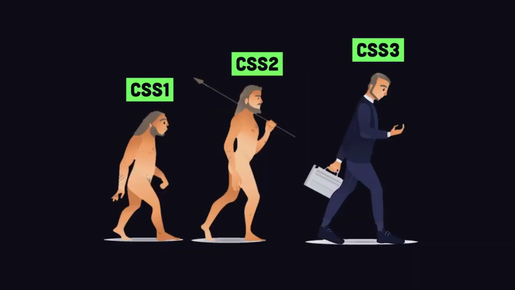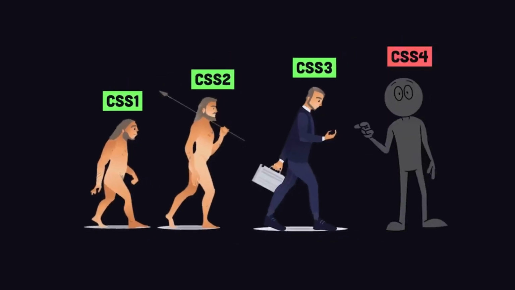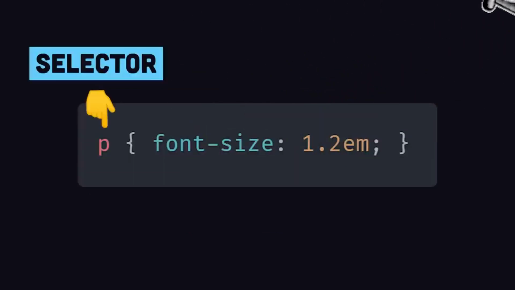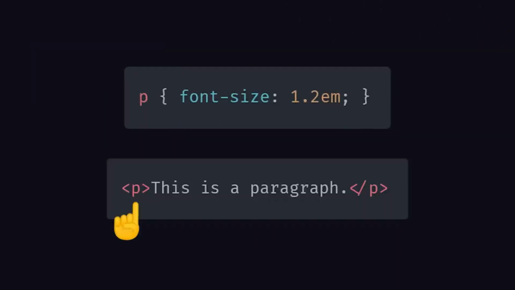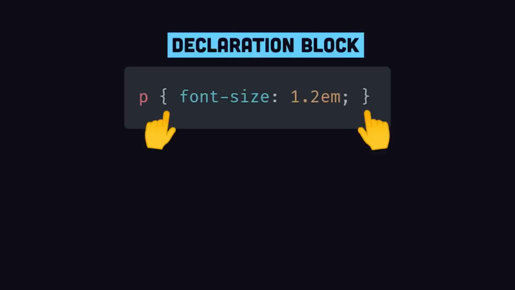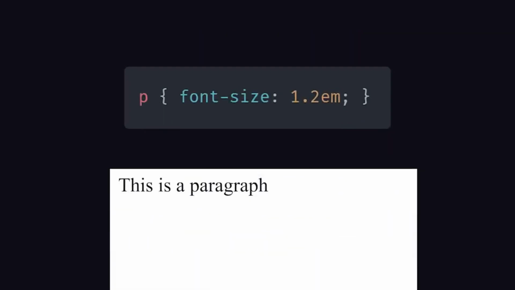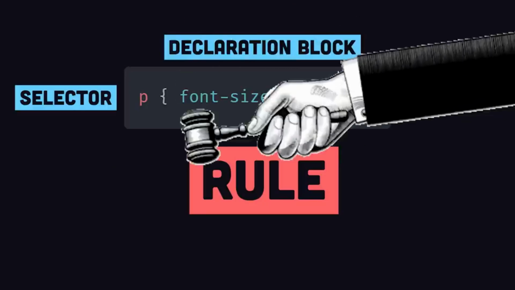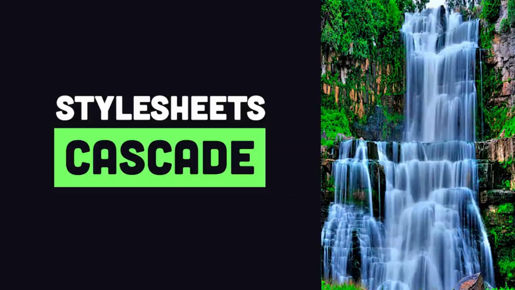The language continues to evolve to this day with new features, but there will never be a CSS4, just updates to the existing language. The typical CSS rule starts with a selector that can be matched to an element in the HTML document. You then use braces to create a declaration block that contains properties that change the appearance of that element. This is known as a CSS rule, but the tricky thing is that style sheets cascade.